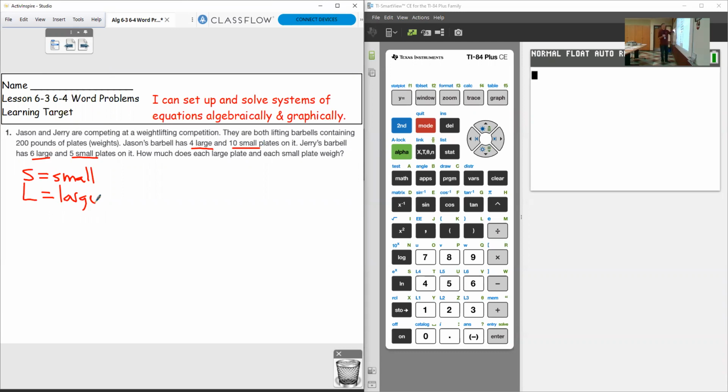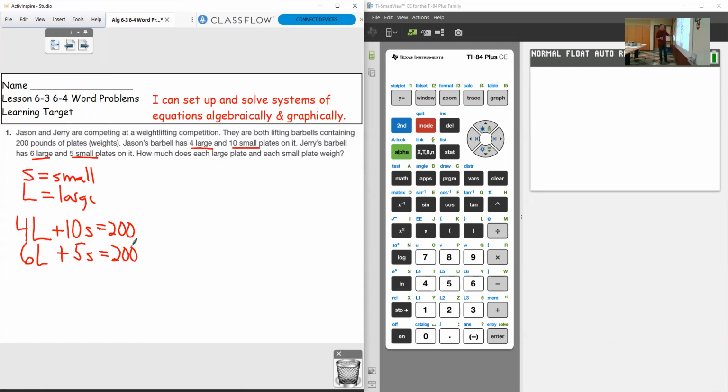So when you go to set up your equation, just read the sentences. Jason's barbell has 4 large and 10 small plates on it. So 4 large would be 4L, 10 small would be plus 10S, and that equals 200 pounds of weights. Jerry's barbell has 6 large, so 6L, and 5 small, 5S. And that equals 200 pounds as well. So there's a couple different ways that you could do this one.